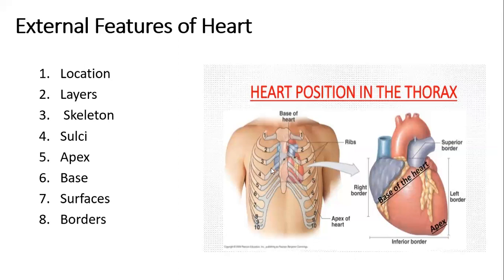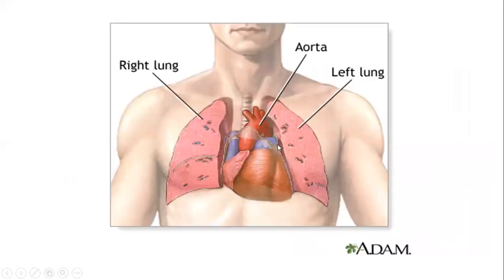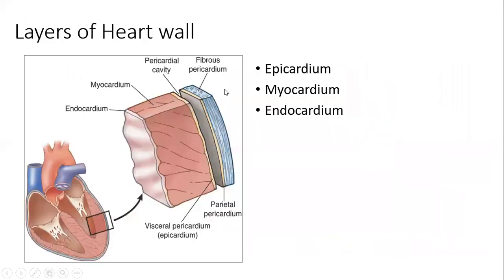Now let's move on to the layers of the heart. This is another diagram showing the location of the heart, which is located within the thoracic cavity between the two lungs, right and left, above the diaphragm, covered by the pericardium. Layers of the heart are called the epicardium, myocardium, and endocardium.